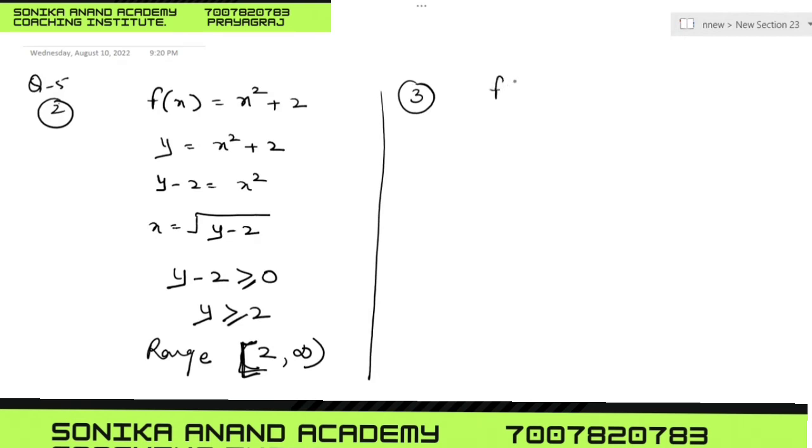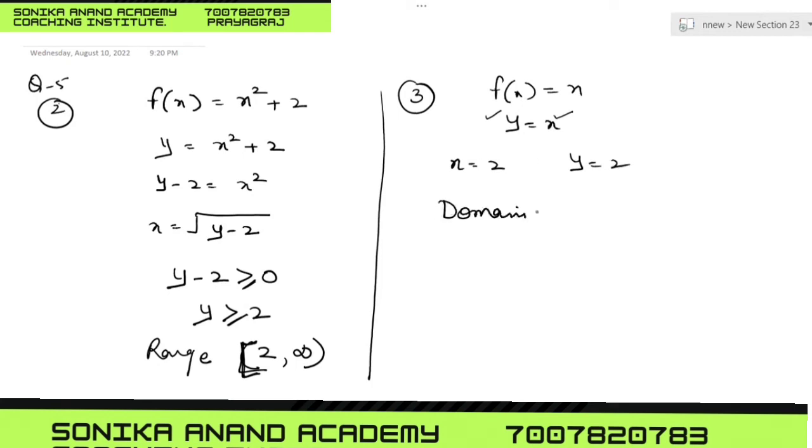Now f(x) is equal to x. So y is equal to x. That means the value of y is equal to x. That means both the values are the same. Clear? Yes, ma'am. That means if we give the value of x as 2, we get the value of y as 2. Same values. So now what is the domain?